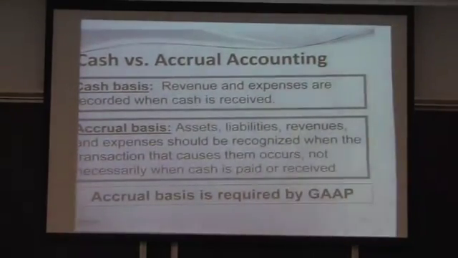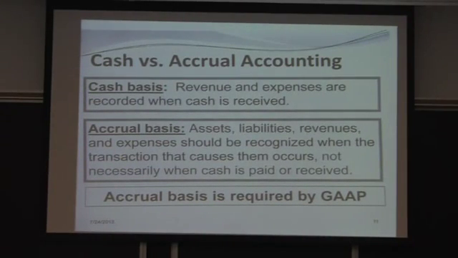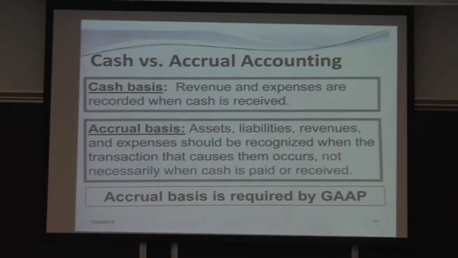So the general concept is cash basis of accounting means that we record revenue and expenses when cash is received, irrespective of whether it has been earned or we've actually incurred the expense. So it's really when we pay for expenses, when we receive cash with respect to revenue is when we record it under the cash basis.